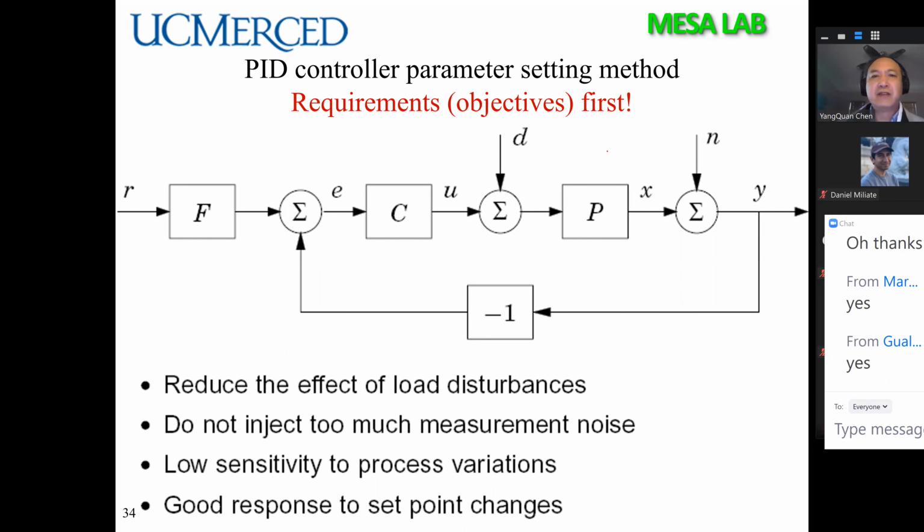All right. We talked about PID so far, but we haven't really addressed how we decide those KP, KI, KD parameters. That's called the parameter setting method. So I want to decide. Basically, what do you want? And what do you have? After that, you say, oh, now I can design a controller.